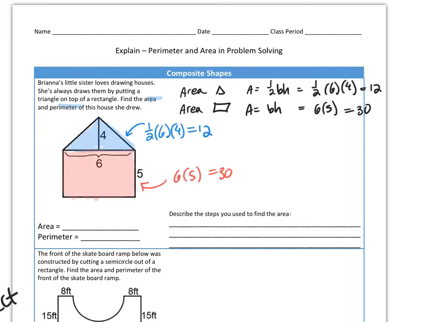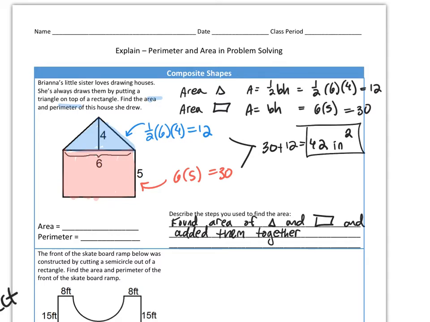So to find the area of the composite shape, or of the house, we would just add these together. So 30 plus 12 is going to give us 42. And let's say this is inches, so 42 square inches. And here's how I'd describe my process. I found the area of the triangle and the rectangle, and I added them together.